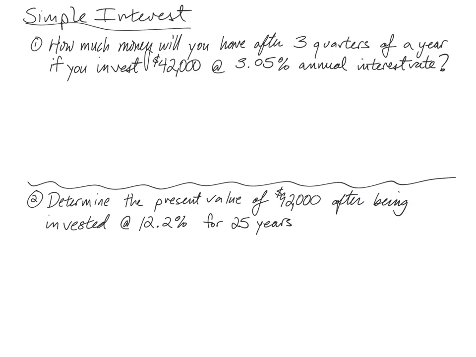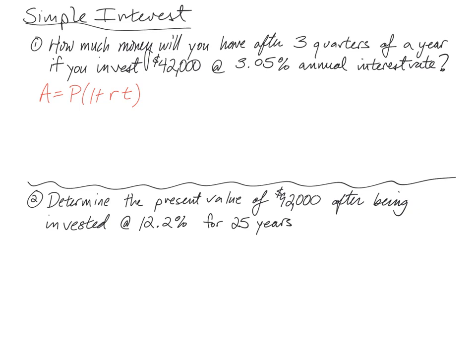So for our last topic here, we will work on simple interest, and it mainly revolves around using this particular formula: A equals P times 1 plus RT. So, I mean, let's just jump right into it. How much money will you have after 3 quarters of a year if you invest $42,000 at 3.05% annual interest rate?